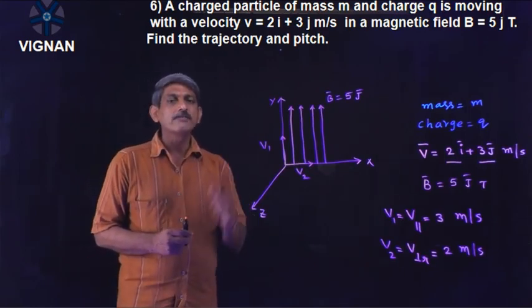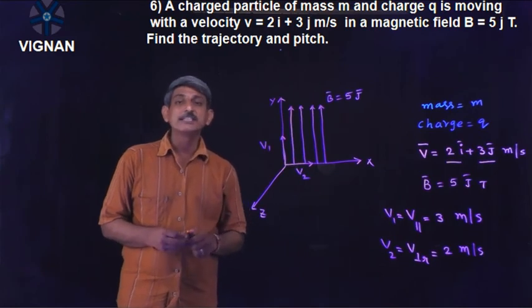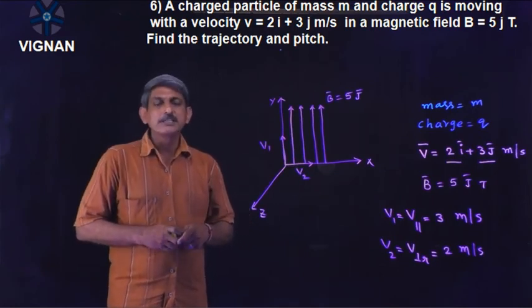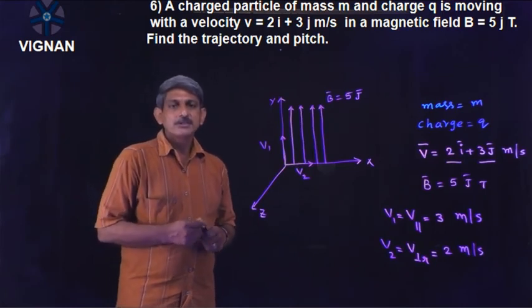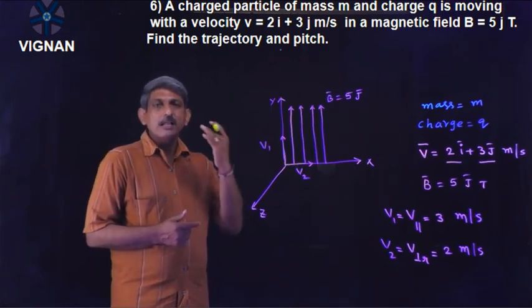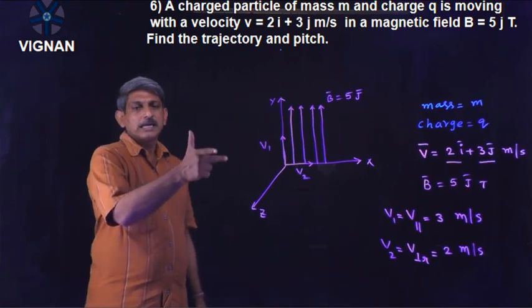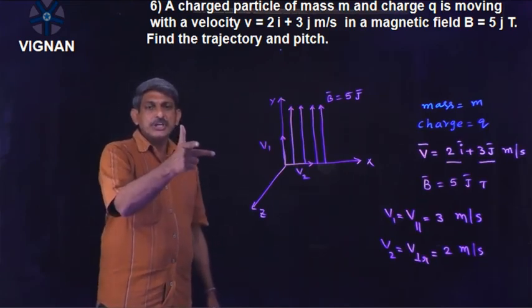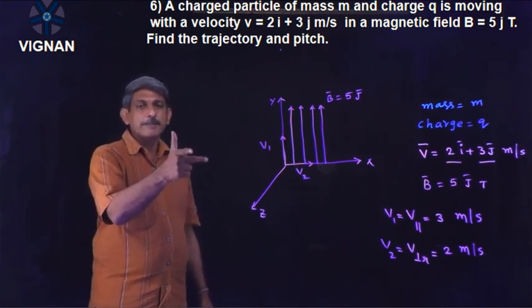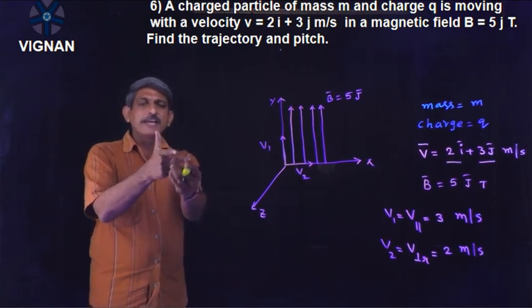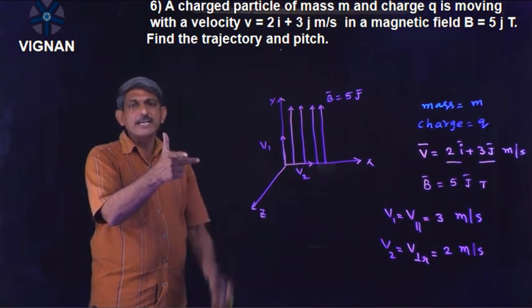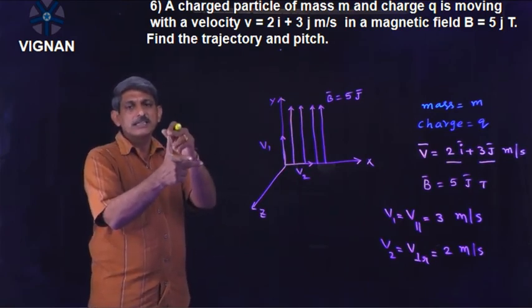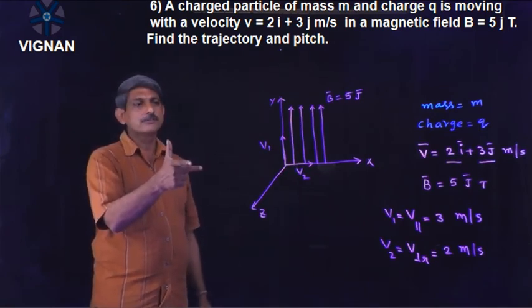Now, what kind of helix is it? To decide the direction, let us use Fleming's left hand rule to decide the direction of the force. I think you recall Fleming's left hand rule. Let us keep the three fingers of the left hand perpendicular to one another. If the index finger indicates the direction of the magnetic field, and the middle finger indicates the direction of the velocity, then the thumb indicates the direction of the force.